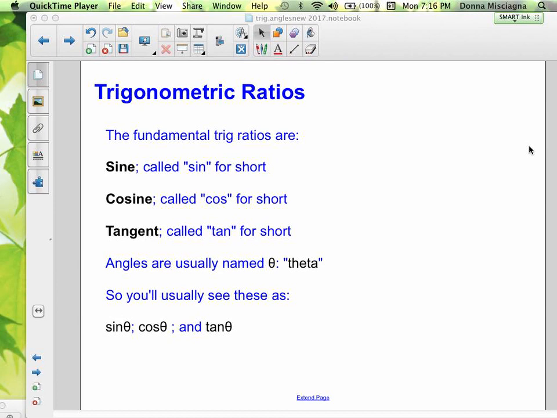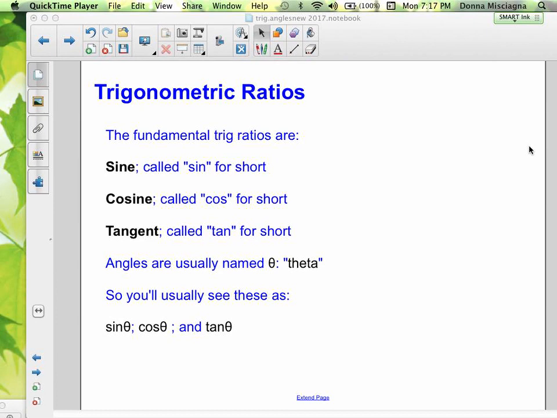Welcome back. So we're going to be learning about trig ratios. You learned a whole lot in geometry about trig ratios. Now we're going to learn a whole lot more. All right, so trigonometric ratios, the fundamental trig ratios are sine, which we abbreviate SIN, cosine, abbreviated COS, and tangent, abbreviated TAN.